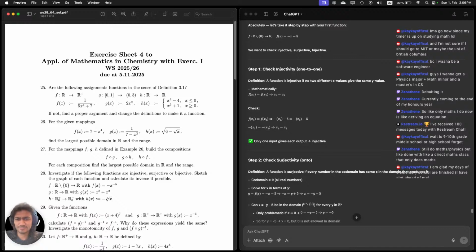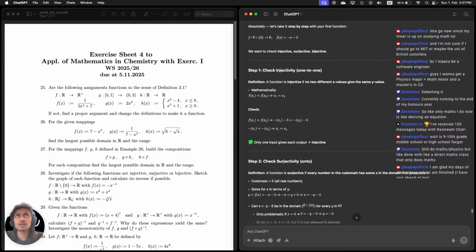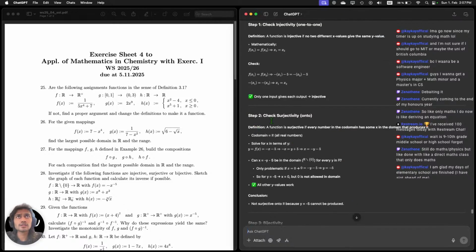x1 equals minus x1 equals minus x2. You did not even put a value. Check surjectivity. Bro, what did you do here, bro? What, am I stupid or? Check surjectivity. Codomain R without 0.